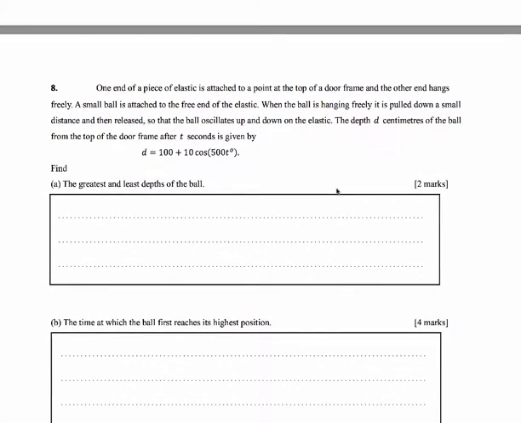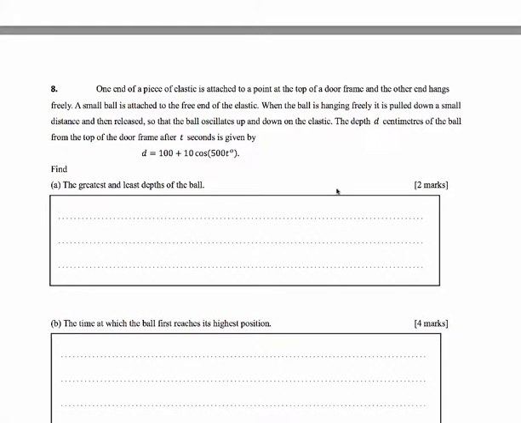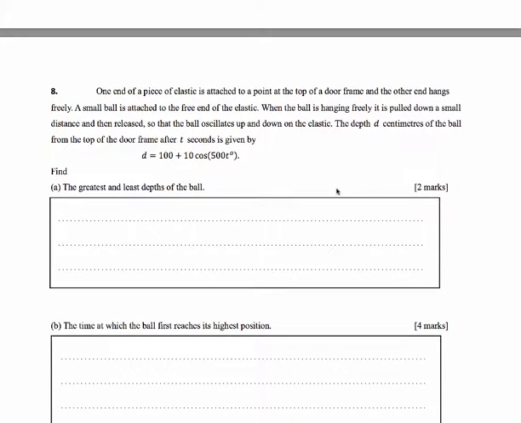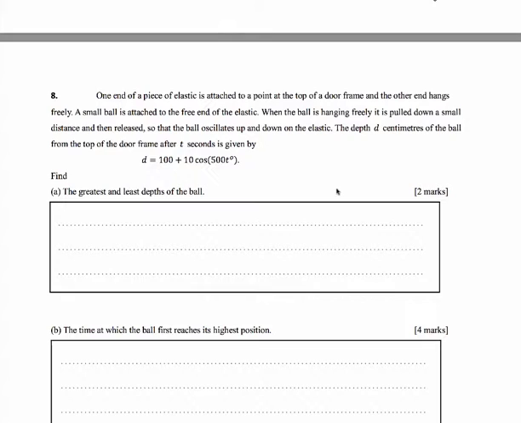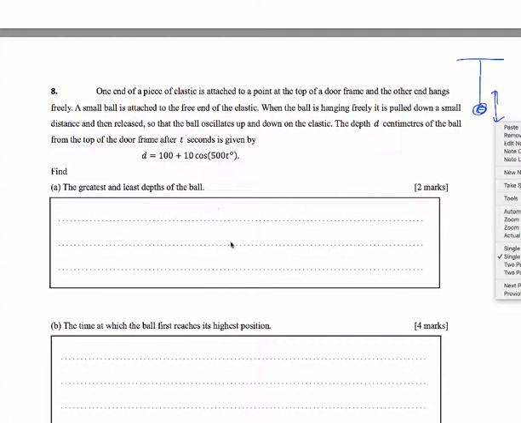All right, 8. Last question. One end of a piece of elastic is attached to a point at the top of a door frame and the other end hangs freely. A small ball is attached to the free end of the elastic. When the ball is hanging freely, it is pulled down a small distance and then released so that the ball oscillates up and down on the elastic. The depth is D centimeters. Okay, that makes sense, right? So I've got a door, got an elastic band with a mass. I pull it down, so it's going to oscillate up and down. Okay, cool. All right, so this is the equation.